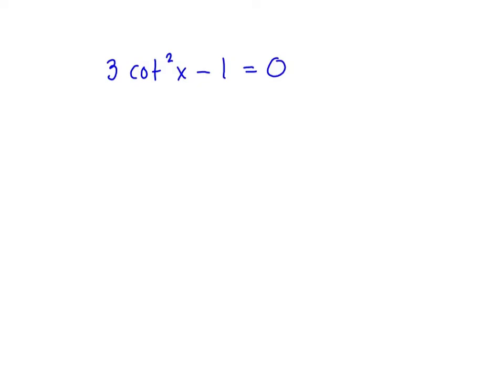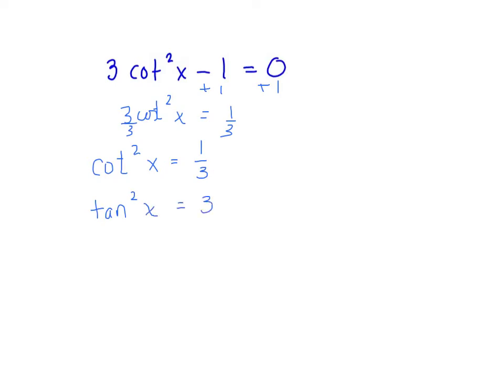Okay, here's another example. First thing we want to do is collect like terms. So I'm going to add the 1 to the other side, and divide by 3. So I'm going to end up with cotangent squared x equal to 1/3. Alright, now cotangent, as you recall, is 1 over tangent. So instead of writing 1 over tangent, I'm going to do the reciprocal of 1/3. So I'm going to, instead of doing the reciprocal of this side, I'm going to do the reciprocal of the right side. So find the reciprocal.